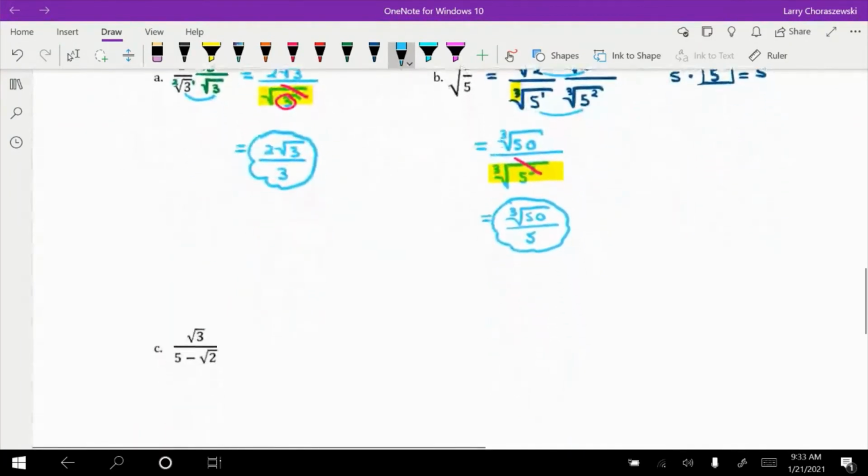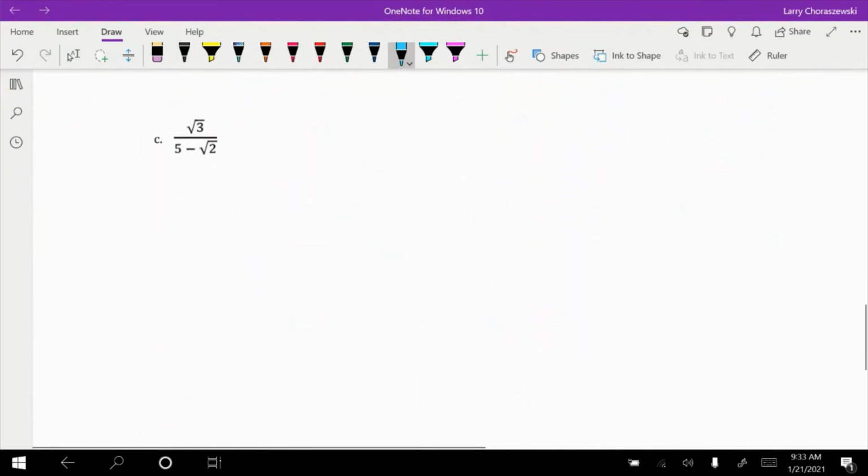All right, let's move on to our last problem for this chapter, our last example for it at least. Here our denominator is a little more complicated. Our denominator consists of 2 terms. We've got 5 and we also have that radical 2.